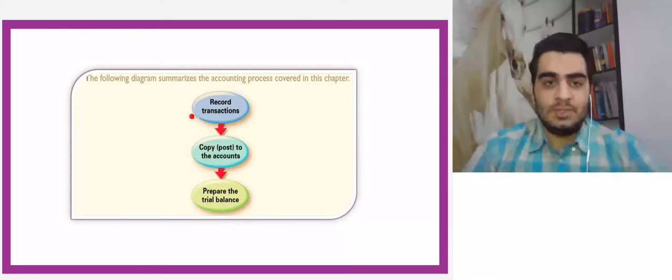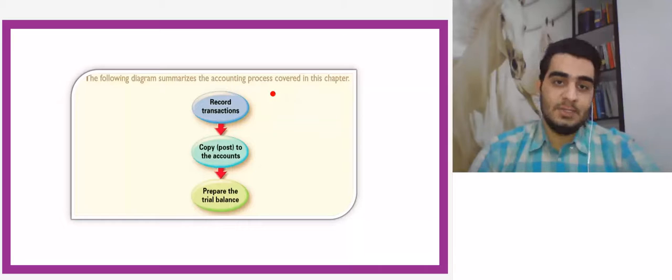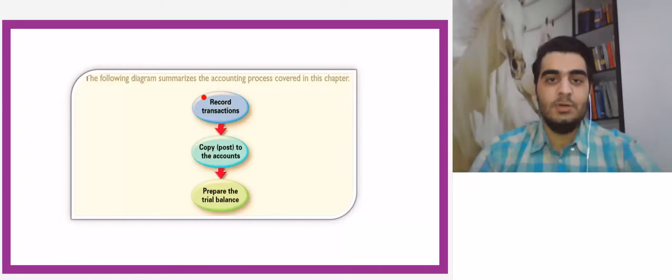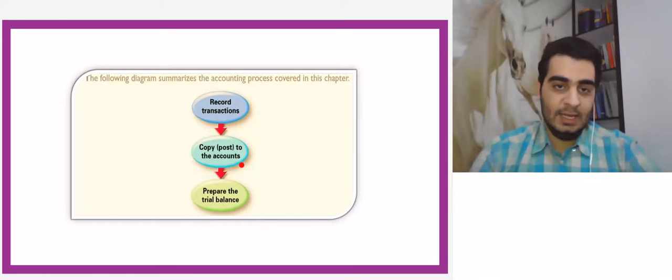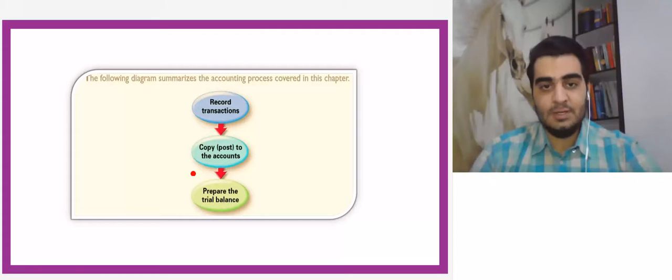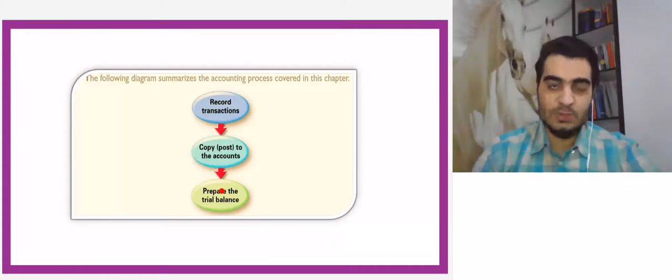Okay, to start the chapter, in this slide, the following diagram summarizes the accounting process in this chapter. The first stage is to record transactions. The second one is to copy or post to the accounts. And the last one is to prepare the trial balance. We're going to go through these stages one by one, so don't worry.